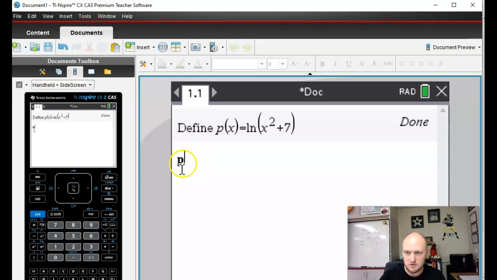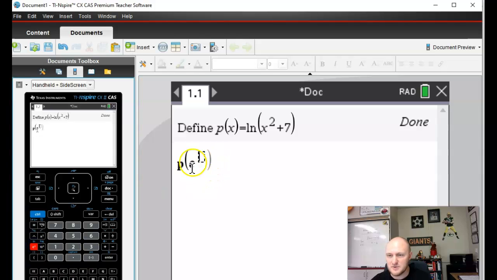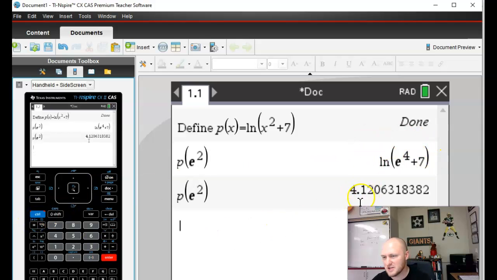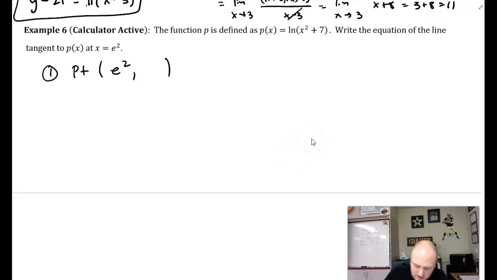All right, so now I need p of e squared. So I'm just going to use my calculator and ask, what is p of e squared? Do not punch in e on your keyboard. Your keyboard does not like e. It needs to be the mathematical function e, the number 2.718 approximately, e to the power 2. Notice how it gives me an exact answer. I'm going to hit Control Enter to get an approximate answer. So 4.121. Approximately 4.121.